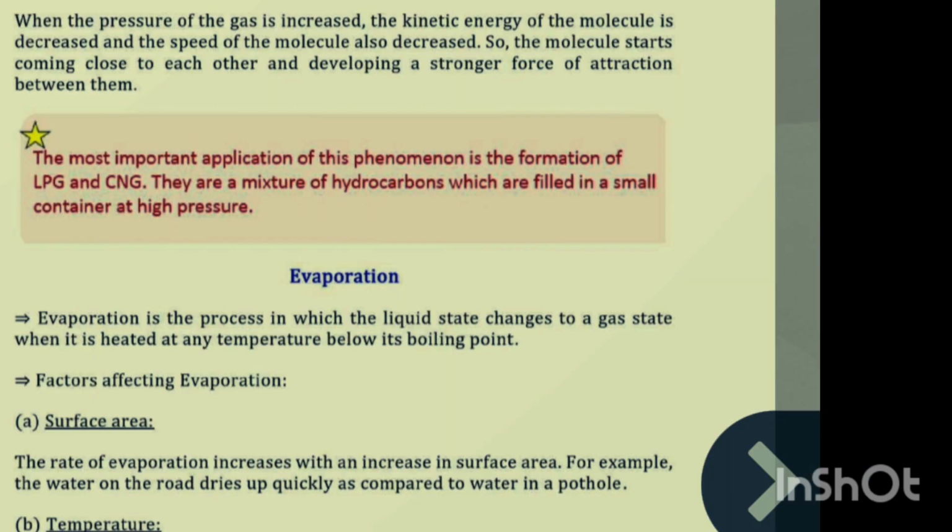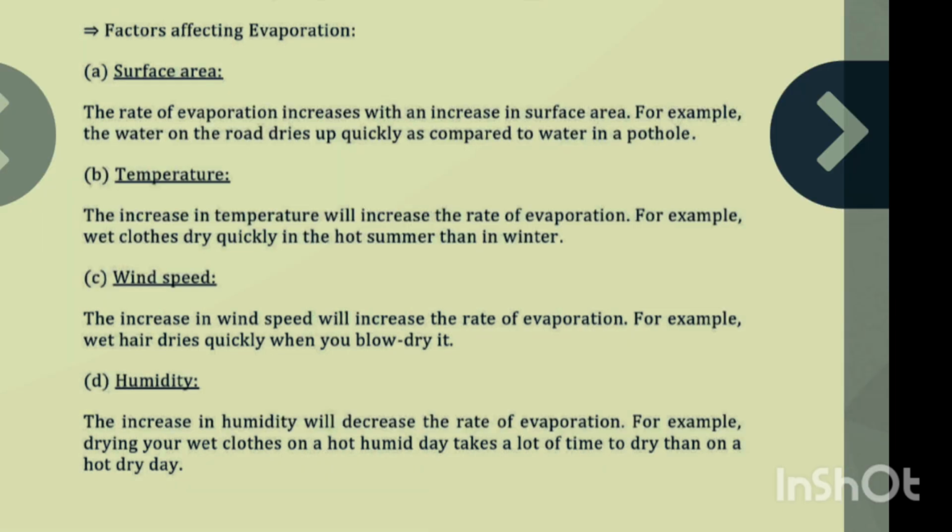The second factor is temperature. An increase in temperature will increase the rate of evaporation. For example, wet clothes dry quickly in hot summers compared to winter, because in summer the temperature is higher. The third factor is wind speed. An increase in wind speed will increase the rate of evaporation. For example, wet hair dries quickly when you blow dry it. We use the hair dryer, and that time our hair gets dry faster.